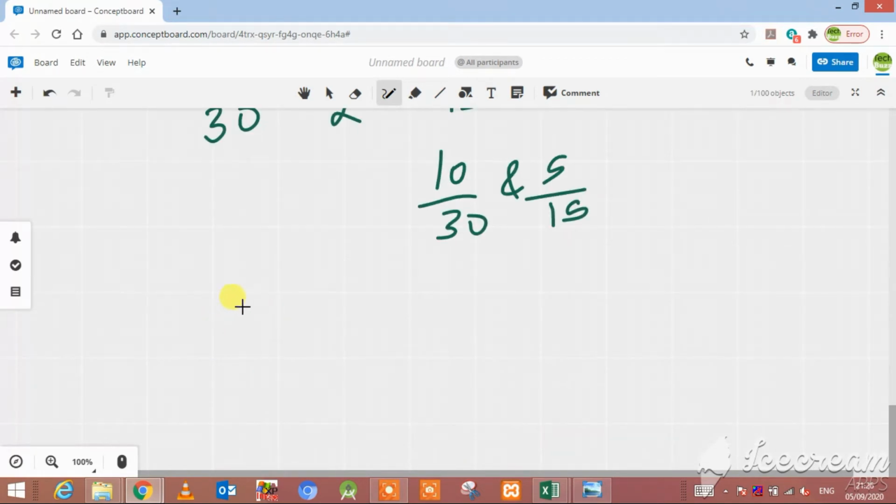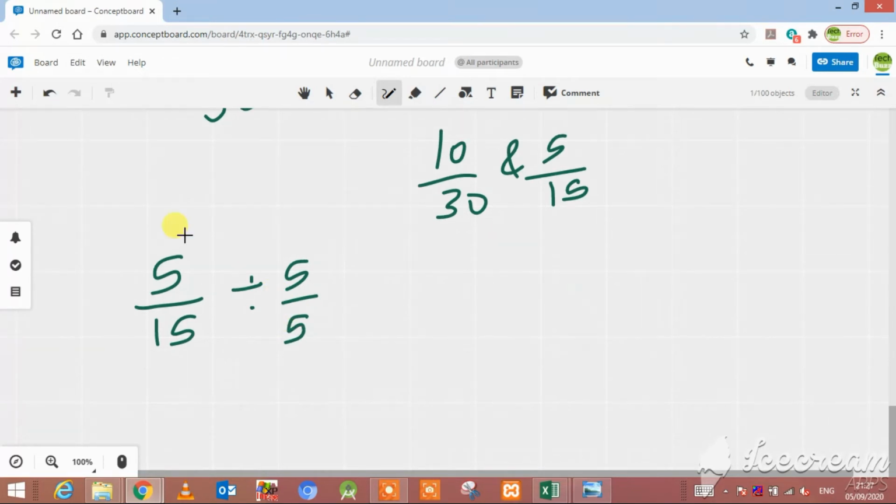Now as we get 5 upon 15, you can observe that these two can be divided again. So these two can be divided by what? These two can be divided by 5. 5 is divided by 5 and 15 is also divided by 5. So the answer will be 1 upon 3. Yes, so we can say 10 upon 30, 5 upon 15 and 1 upon 3, they all are equivalent fractions.